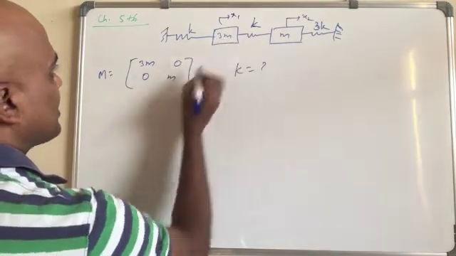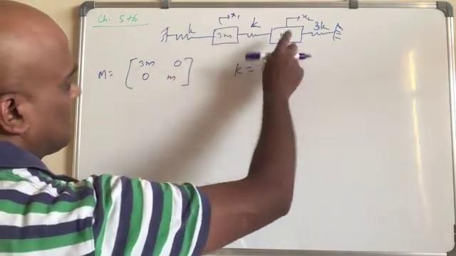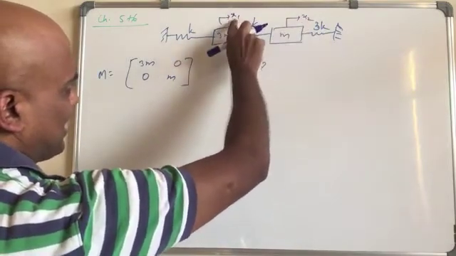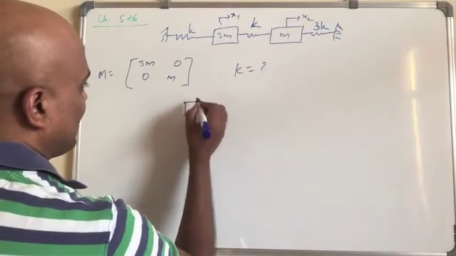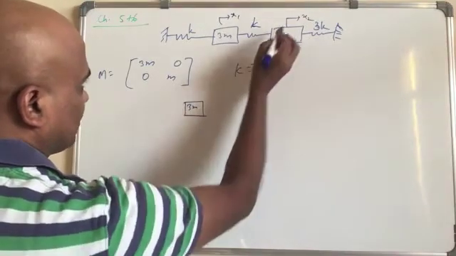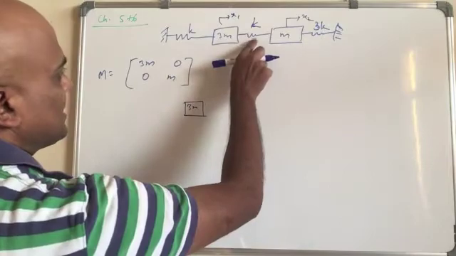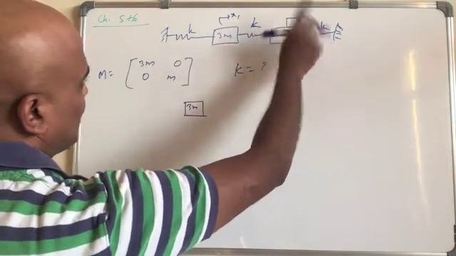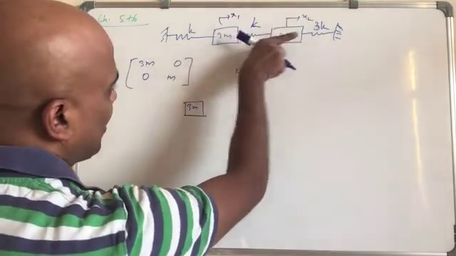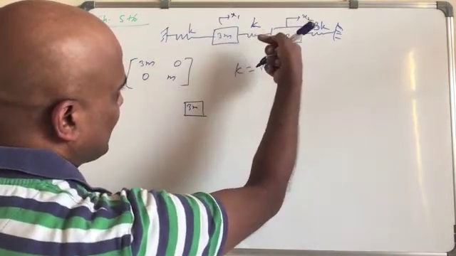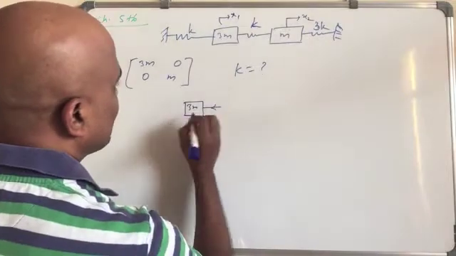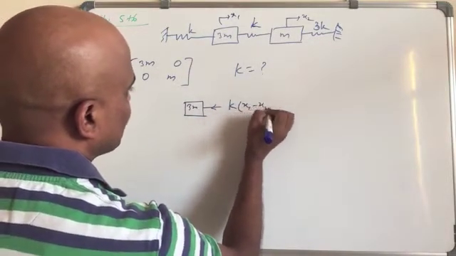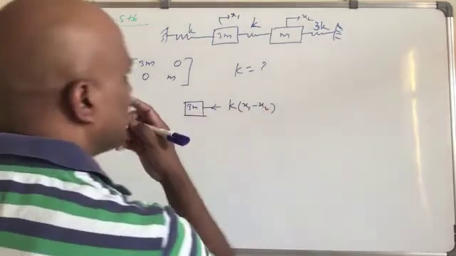Let us say you assume x2 is not moving, only x1 is moving, right? So what do you get? 3m, and since only this one is moving, this you can assume equal to 0, and hence this will go this side, and you will get compression. Compressed by what? You get k times x1 minus x2 will be the compression, which will be this side.